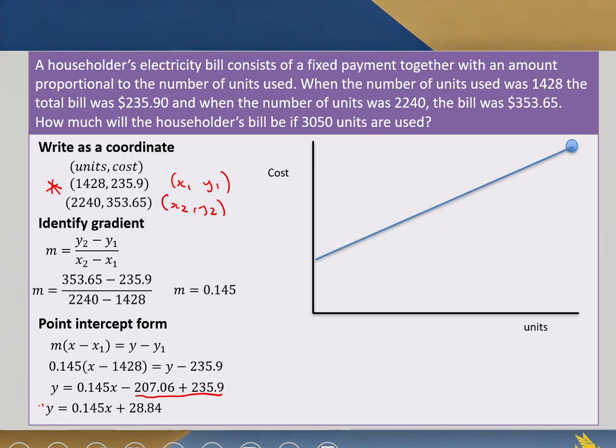So now I've got my equation, y equals 0.145x plus 28.84. So my x is my units and my cost is my y. The question originally asked me, how much will the household bill be if 3,050 units are used? I just need to plug that into an x value. If I put that into an x value and solve it, I will end up with $471.09.